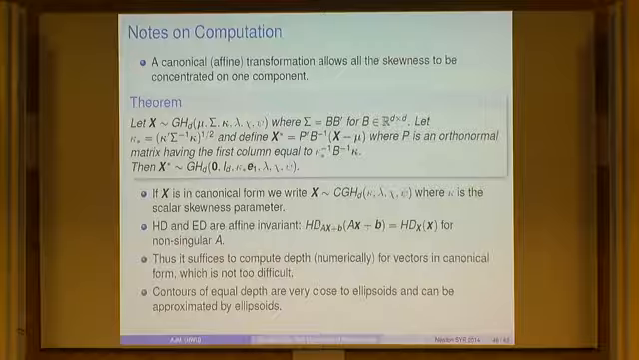This is the intuitive explanation coming up. Basically, what this distribution has is there is an affine transformation that we've called here a canonical affine transformation that allows you to concentrate all the skewness on a single component. So it's a linear transformation that takes one of these distributions and concentrates all the skewness on a single component.